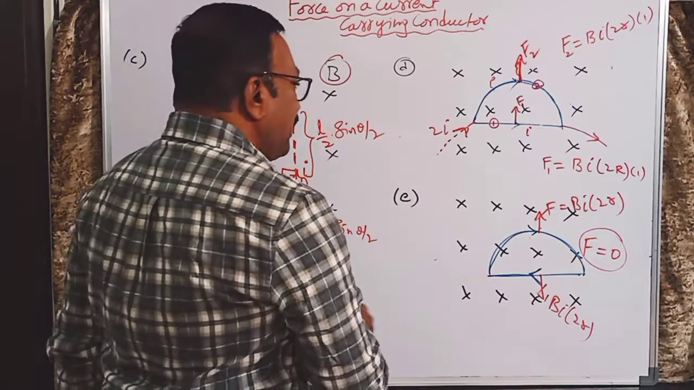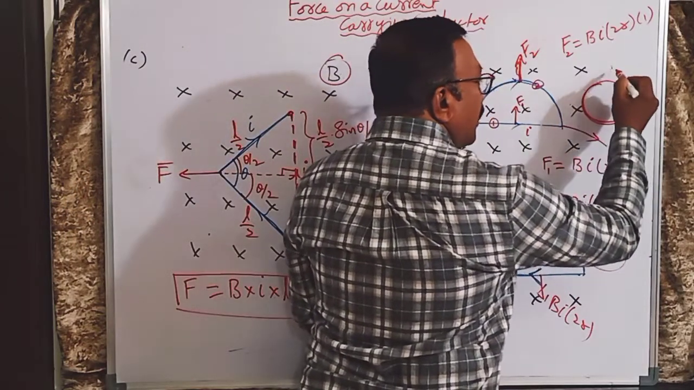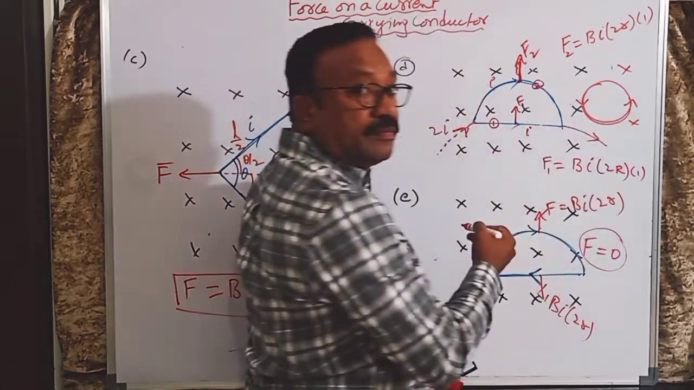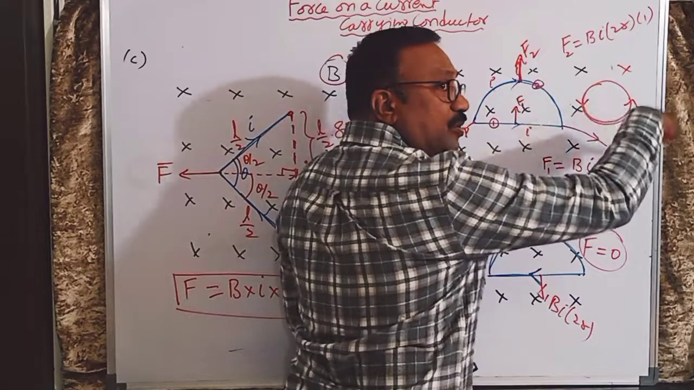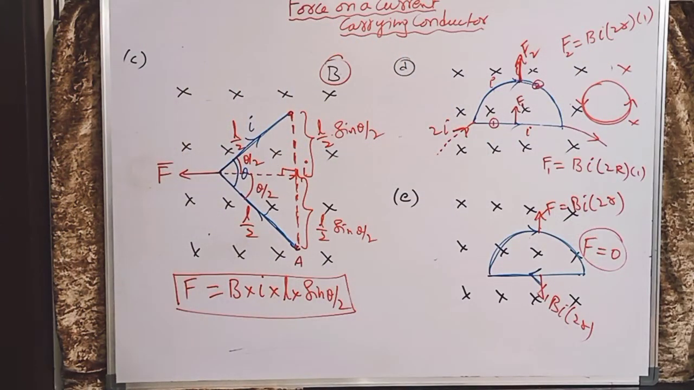Not only this, we can take a circular conductor also, placed in a magnetic field. The current is forming a closed loop, so the net force on that closed loop will be 0 here also. Okay, please take down.